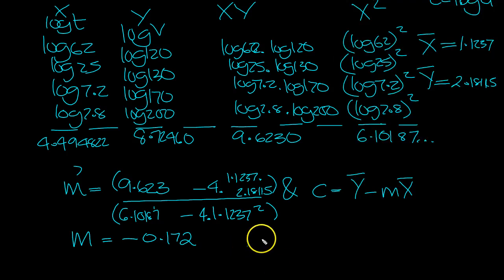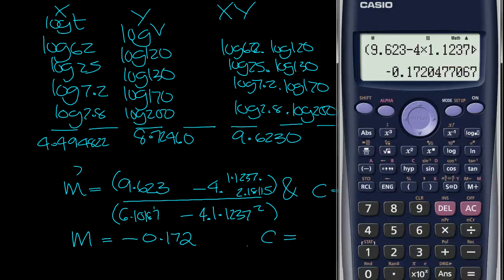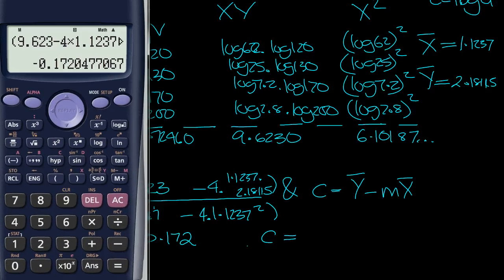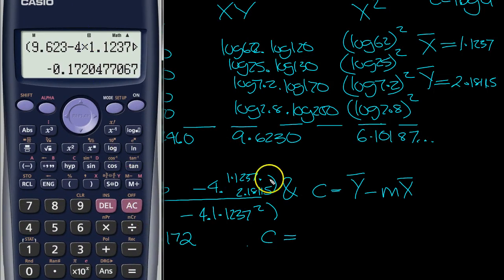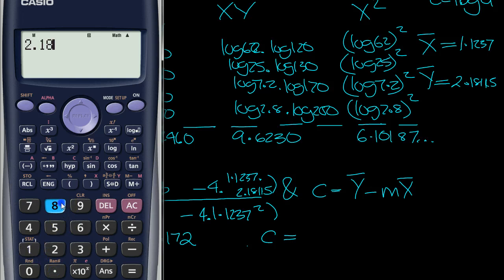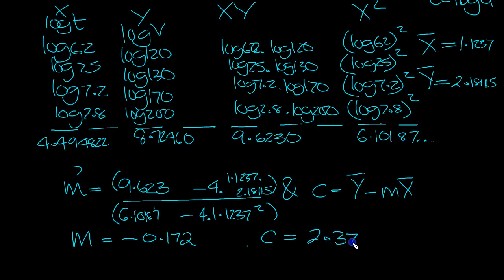And that will be the value M, and then C will be y bar minus M x bar. So let's just type that in. That's M then. So it's y bar 2.18115 minus M x bar, 2.3744. And then you'll have to work out the values because the time doesn't permit.